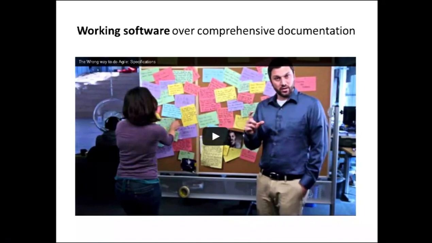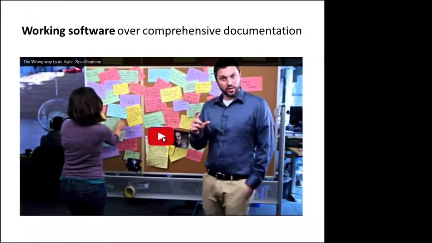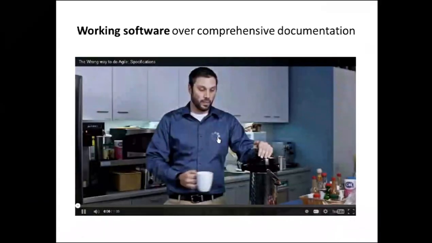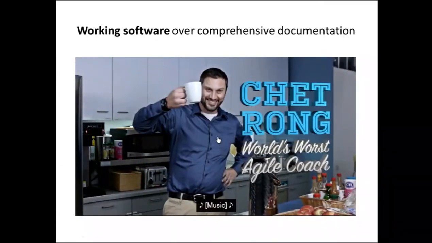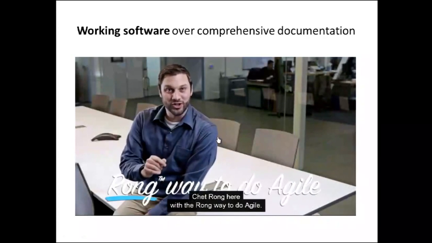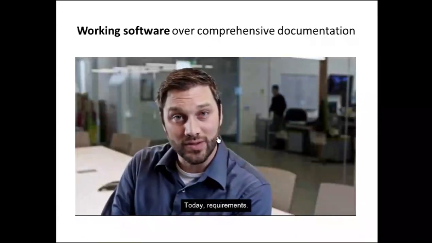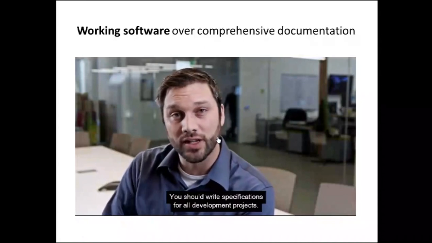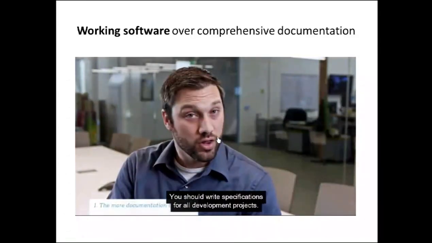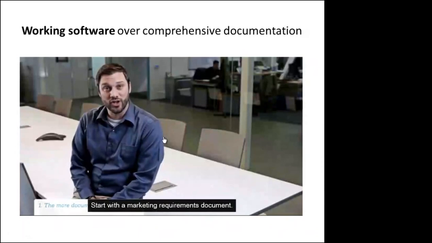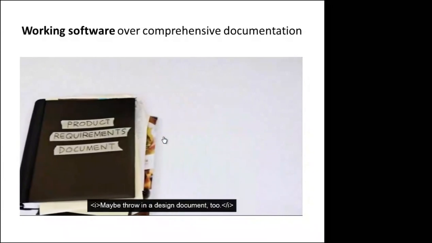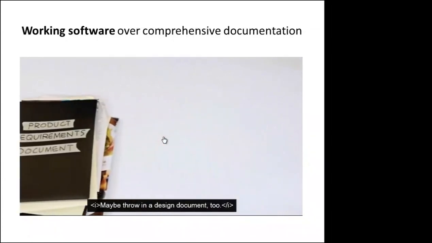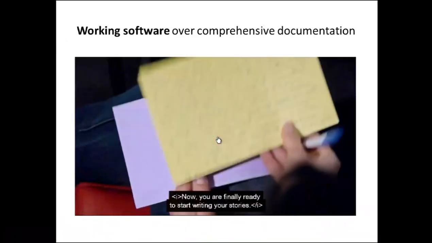Working software over comprehensive documentation. Chet Wrong here with the wrong way to do Agile. Today, requirements. You should write specifications for all development projects. The more detail, the better. Start with a marketing requirements document and a product requirements document. Maybe throw in a design document too. Now you are finally ready to start writing your stories.